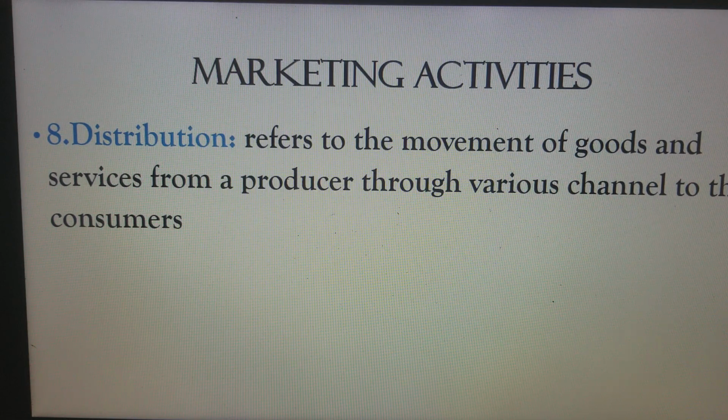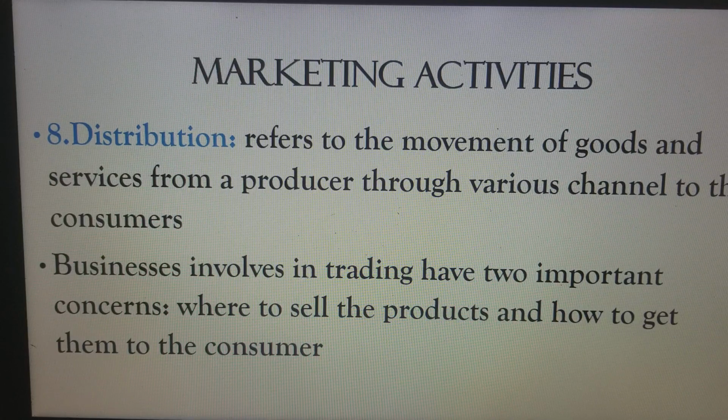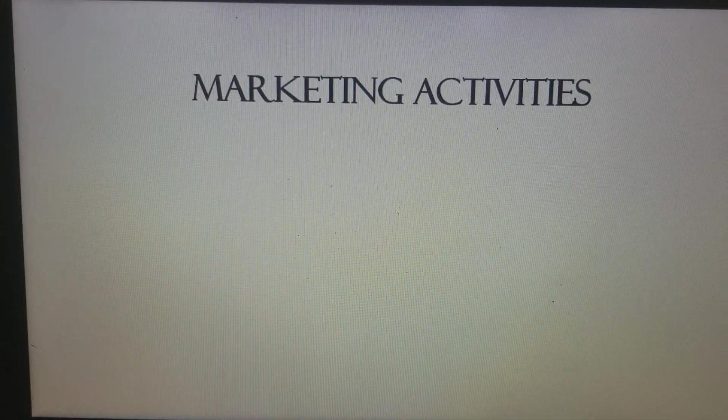So we come to the final type of marketing activity, which is distribution. It refers to the movement of goods and services from the producer through various channels to the consumer. Now, businesses involved in trading have two important concerns: where to sell the product and how to get them to the consumer. Very important. That's where distribution comes in.